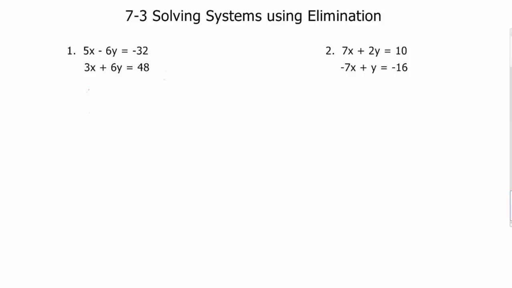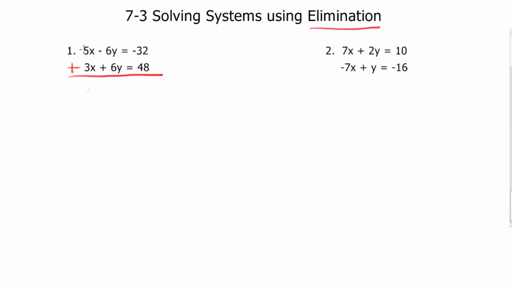All right, today we're going to do 7.3, solving systems using elimination. Before, we've done it by graphing and by substitution, and now elimination. When you look at what we have, we're going to add these two equations together, but you want to make sure that something is going to cancel out. Since we have a negative 6y and a positive 6y, that's called eliminating. You're going to eliminate the y to start.